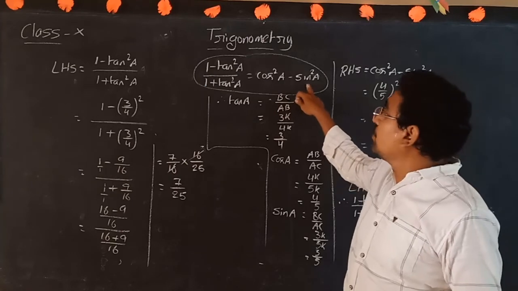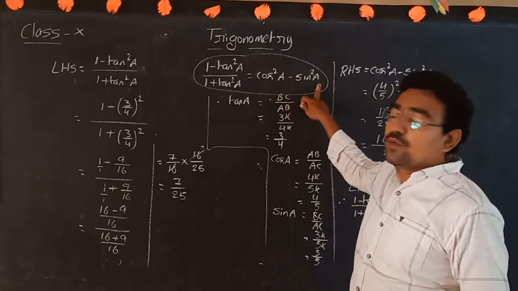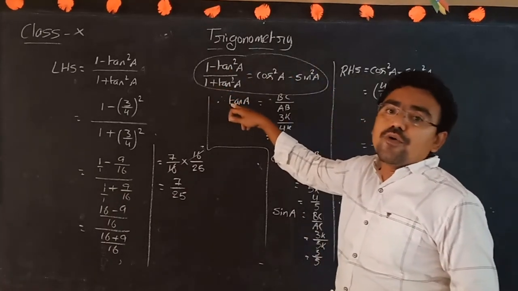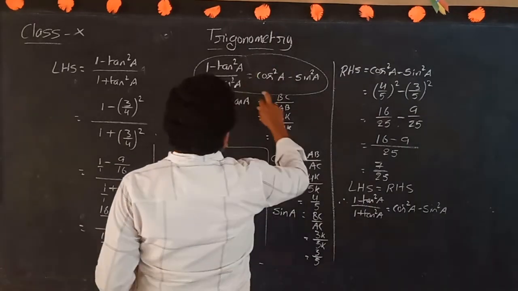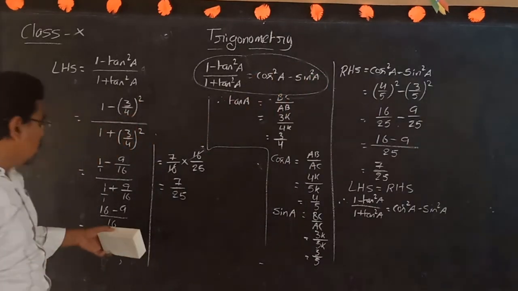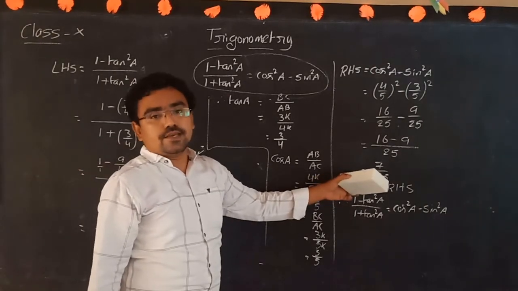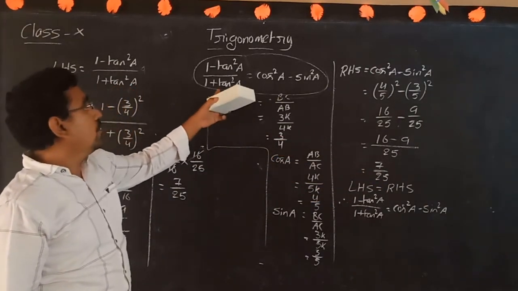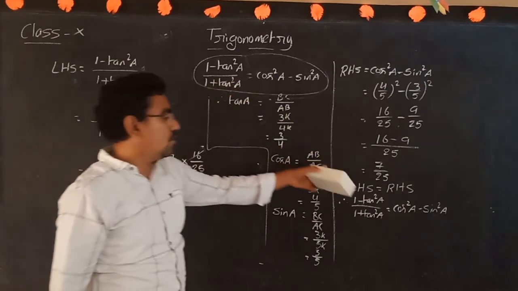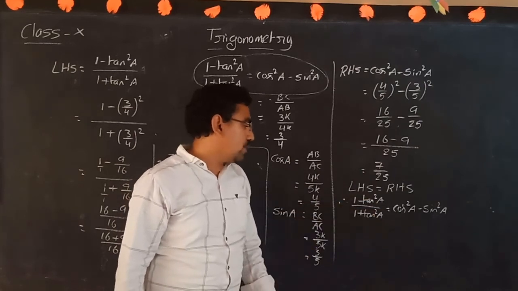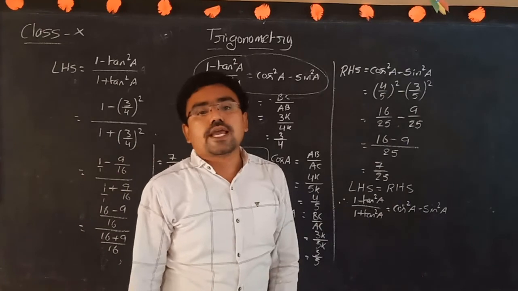So like this, when we know the tan A value, cos A value, sin A, these three ratios, we need to check this condition. So how can we check the condition? First we should identify the LHS value as well as the RHS value. If both LHS and RHS are the same values, then you can verify that the given condition is true. LHS equals RHS, therefore 1 minus tan square A by 1 plus tan square A equals cos square A minus sin square A.